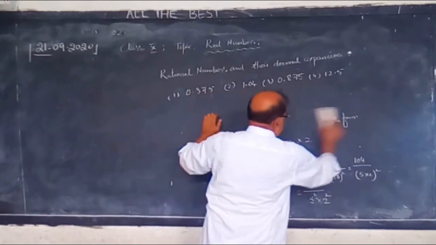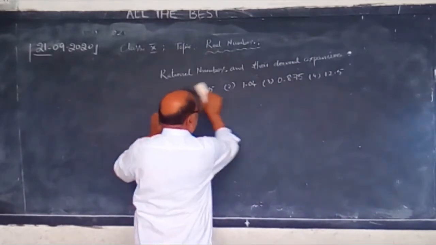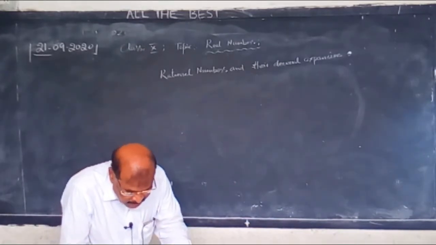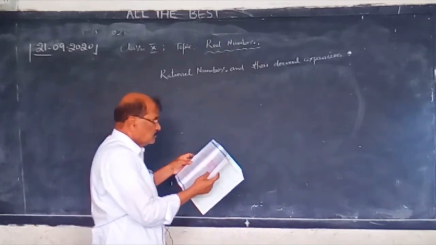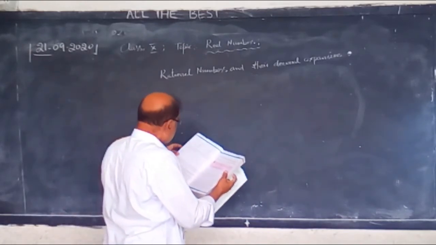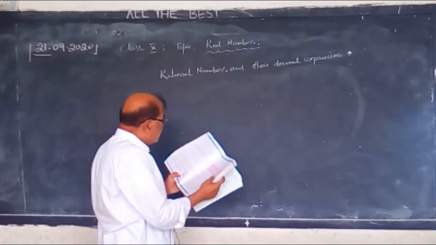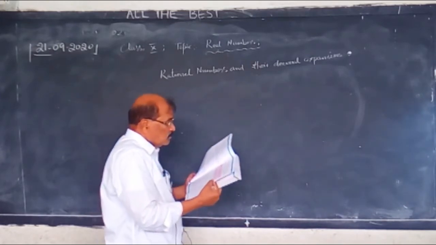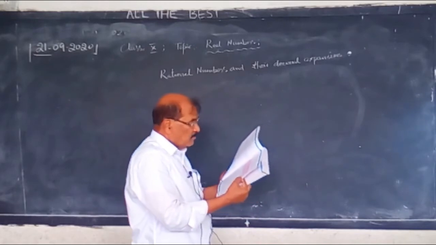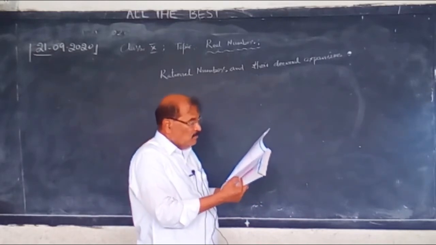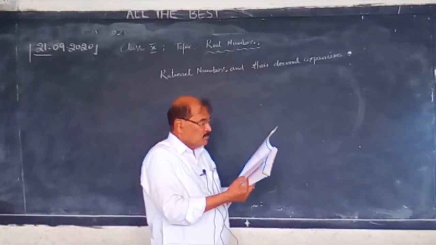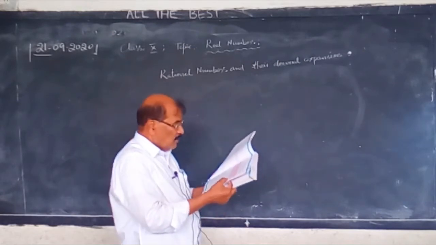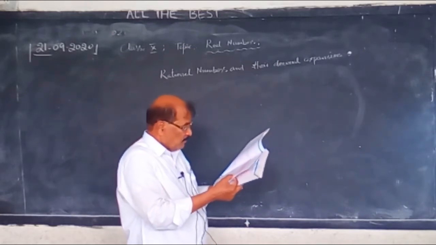Let us see another type of problems in the decimal notation. Open page number 10, you will be finding some more problems. So, write the following terminating decimals in the form of p by q where q is not equal to 0, and p and q are co-primes. This also you can do by yourself very easily by writing the denominator in the form of 2 to the power of n into 5 to the power of n.